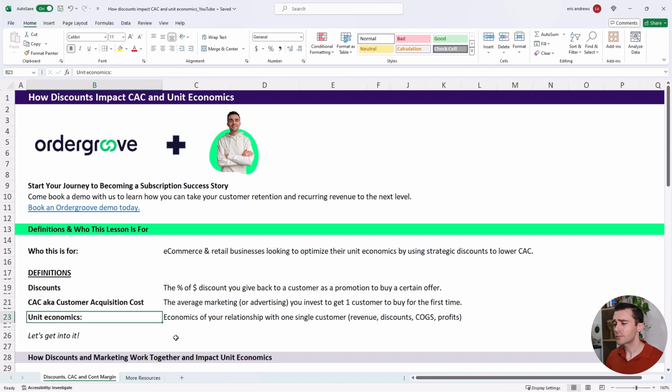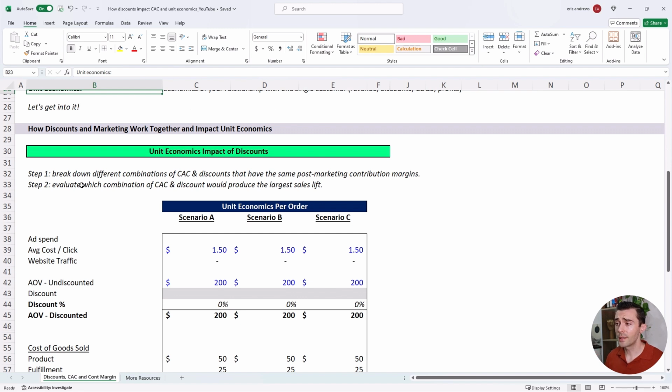And then finally, the whole point of today, the framework we're going to be using to understand our business is something called the unit economics framework. This just means the economics of your relationship with one single customer. So how much revenue do you make off them? What are the discounts? What are the COGS? What are the profits? And so that's what we're going to be looking at right here. So let's get started. Step one today is going to be looking at different combinations of CAC and discounts to see who has the highest and the lowest post-marketing contribution margins. And then step two is going to be to try to figure out which combination of CAC and discounts produce the largest sales lift and make you the most money overall as a business.